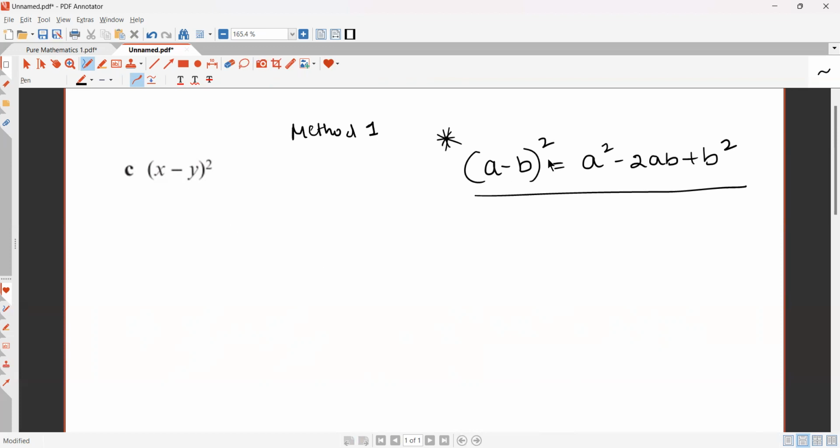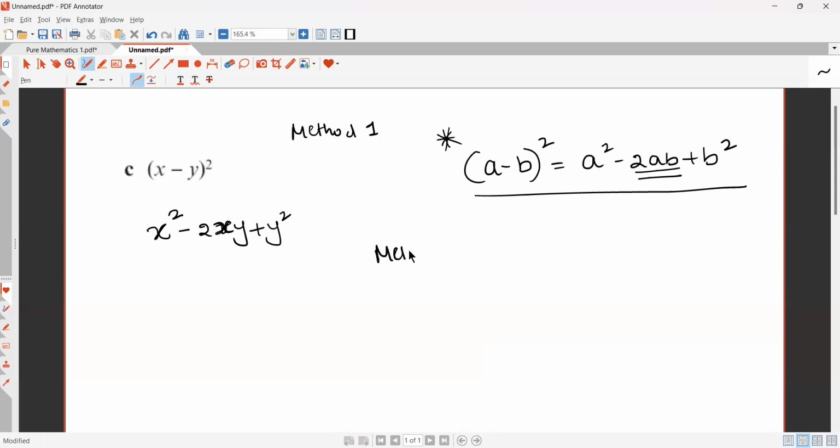So what would you do? x is your a, so you write x square. Then minus 2xy. Why did I write minus 2xy? Because the formula has minus 2ab. Plus y square. Straightforward answer, no calculation, nothing. Formula, very easy to do. Now this is method 1.